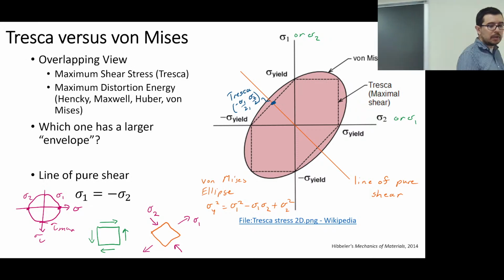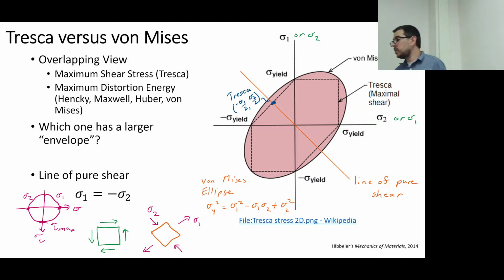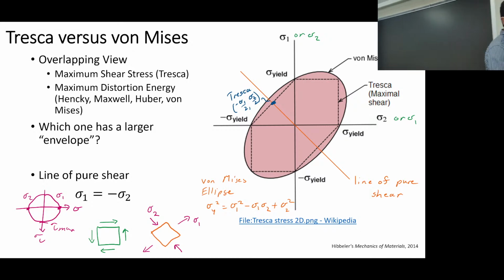Similarly, they'll predict the same thing if you have sigma 1 equals sigma 2, right, along this major axis of the ellipse associated with von Mises. Okay? That's where they'll predict the same thing. So they predict the same thing when sigma 1 equals sigma 2, or when you have just a sigma 1, or just a uniaxial load.